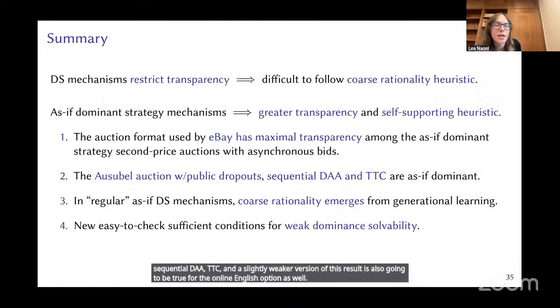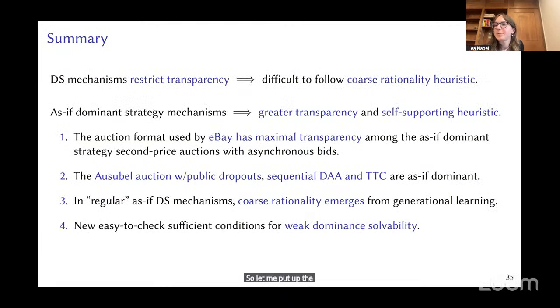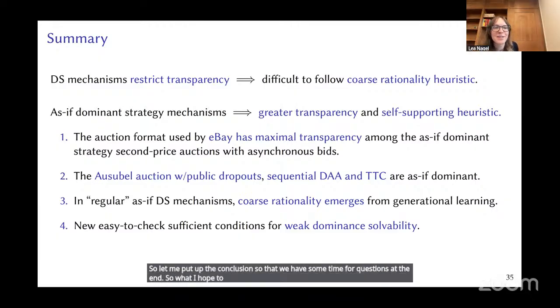Okay, so let me put up the conclusion so that we have some time for questions at the end. What I hope to convince you of is that dominant strategy mechanisms severely restrict the transparency that we can use on a given game tree in order to achieve our goals. This can make it very difficult for agents who struggle, for example, with contingent reasoning to identify dominated behaviors and to use heuristics such as coarse rationality.